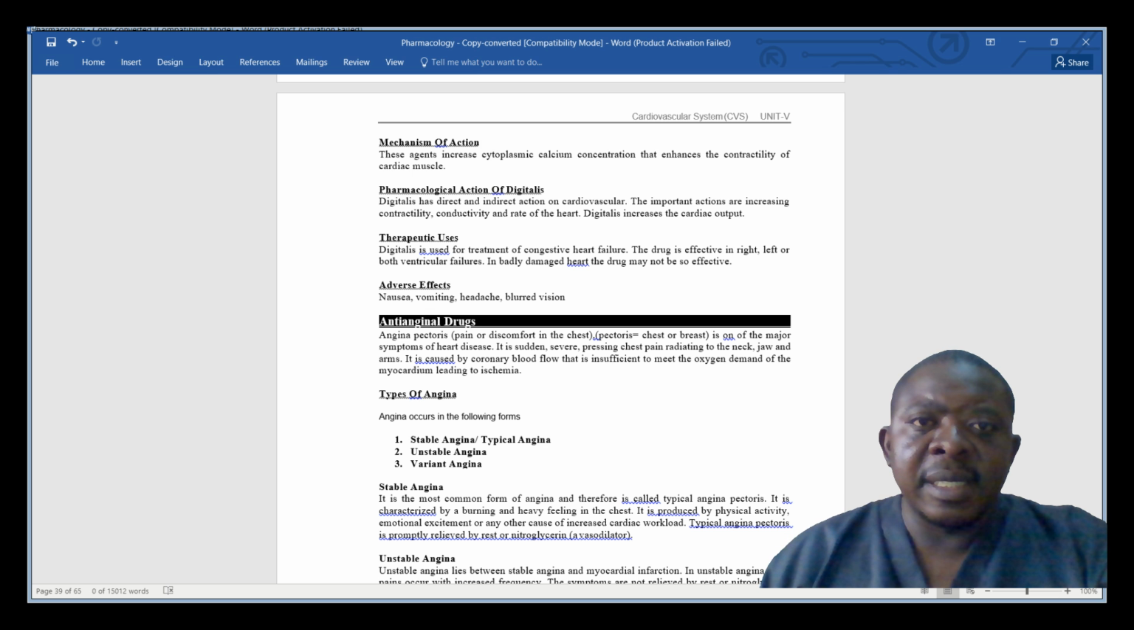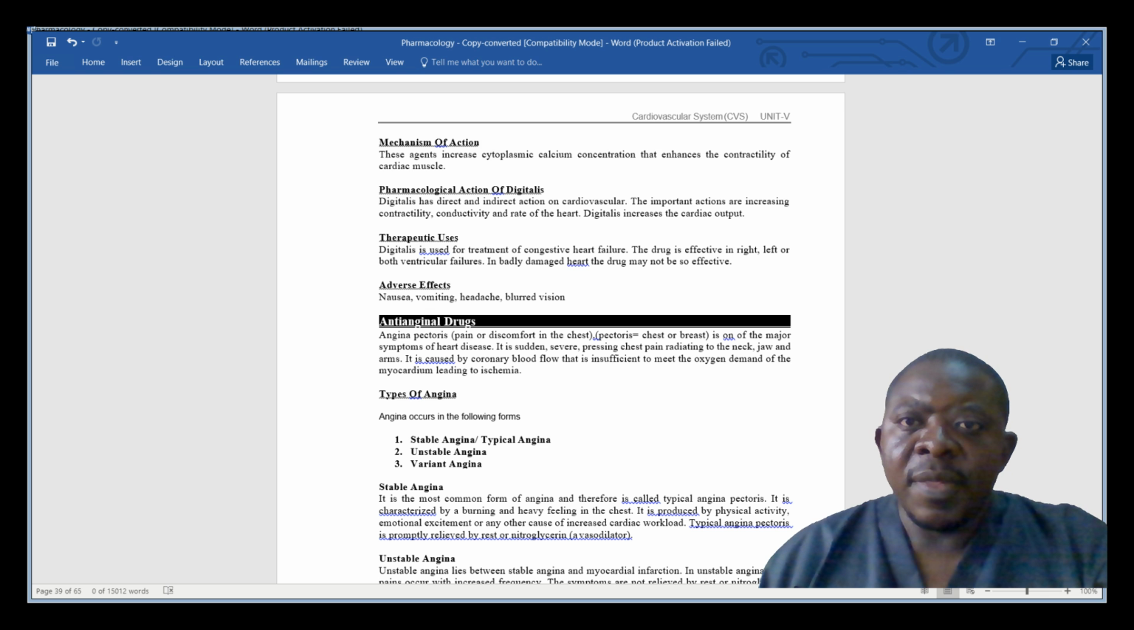Digitalis is used for treatment of congestive heart failure. The drug is effective in right, left, or both ventricular failures. In bad retirement heart, the drug may not be so effective. Adverse effects. Adverse effects may include nausea, vomiting, headache, and blurred vision.